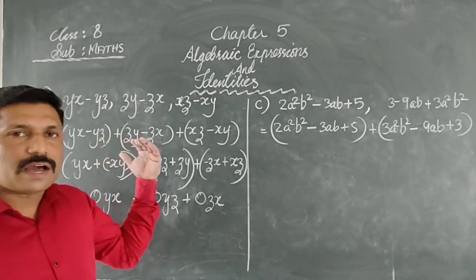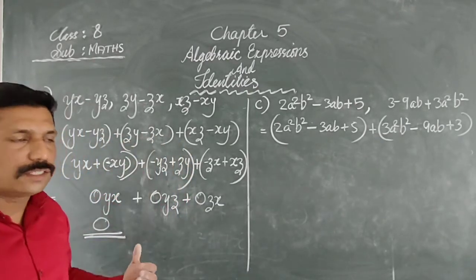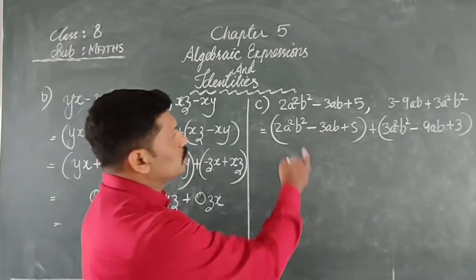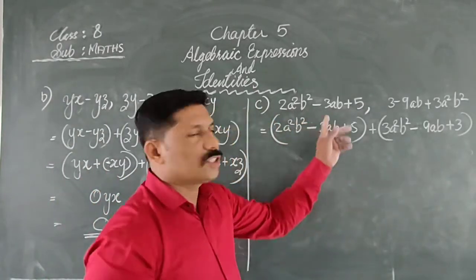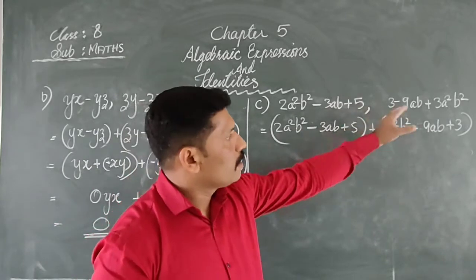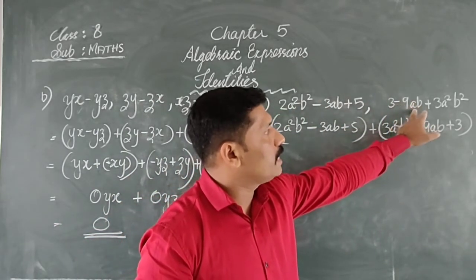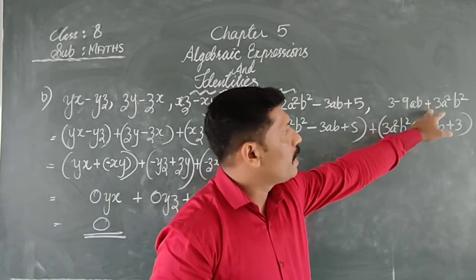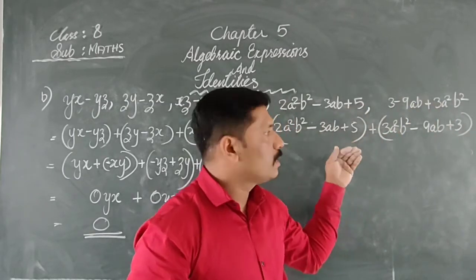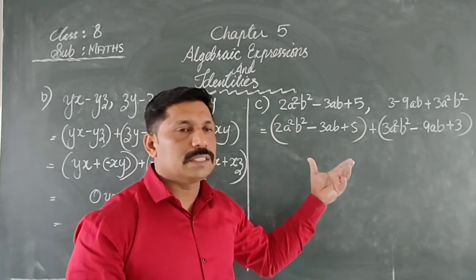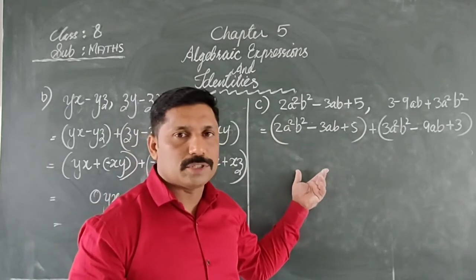So here we arranged the like terms and then we added the terms. Look at the next question here: 2a square b minus 3ab plus 5. That is one expression, and negative 9ab plus 3a square b square minus 3. This is another expression. So two expressions, both are trinomials, three terms are there.